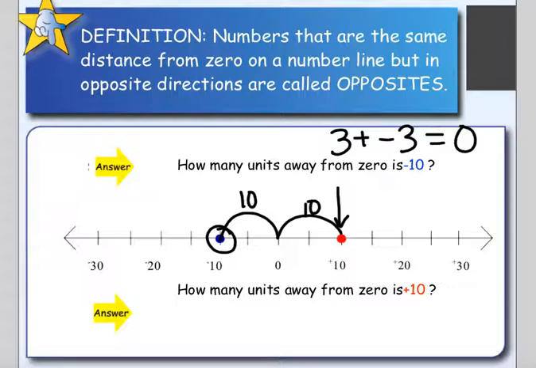Always. So an opposite, we say it's a number that is the same distance from 0 on a number line, but in the opposite direction. We can add them together and get 0.